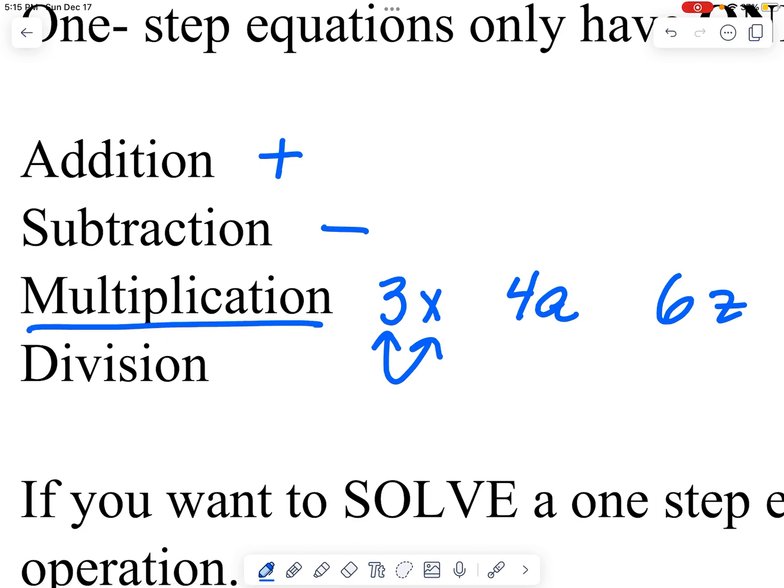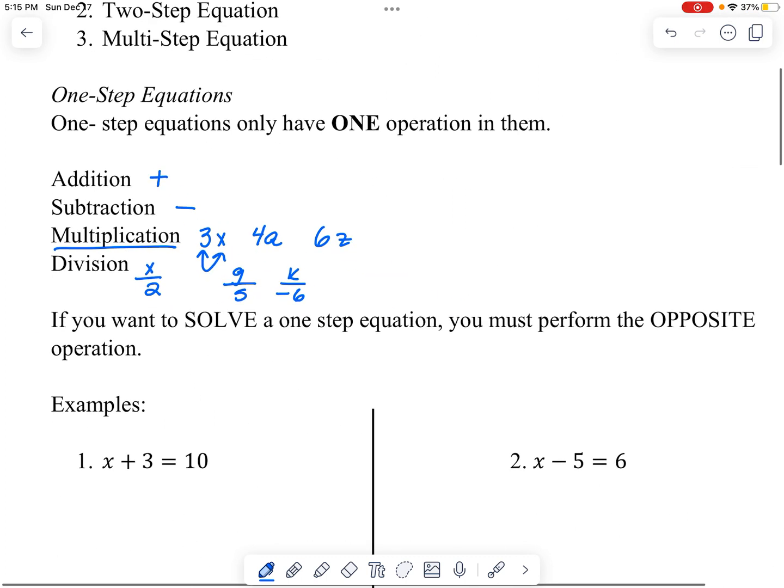Okay, division as well. You are not going to see that division sign. We have outgrown that. Instead, you're going to see a fraction, something like x over 2, or g over 5, or k over -6. Doesn't matter, but that's division because you see the fraction bar. All right. So in order to solve it, I think you guys, for the most part, understand the idea that whatever we see, we must do the opposite of.